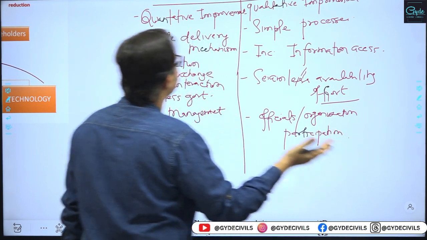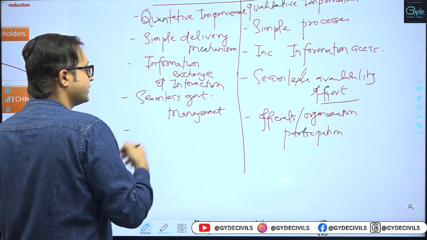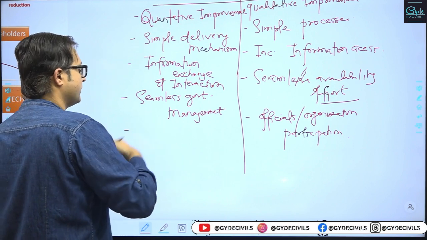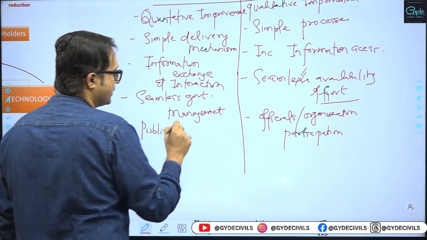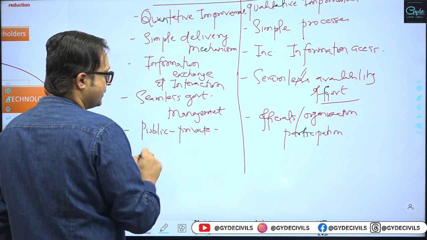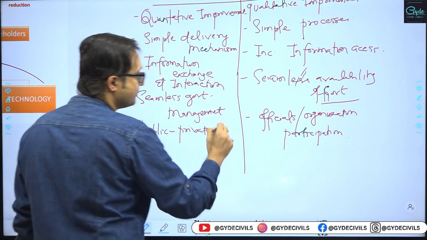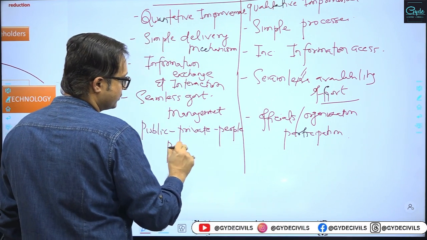Whereas when we speak about e-governance, this is created by participation of public, government and all other stakeholders. Public, private, then we can say people also. They participate over here.